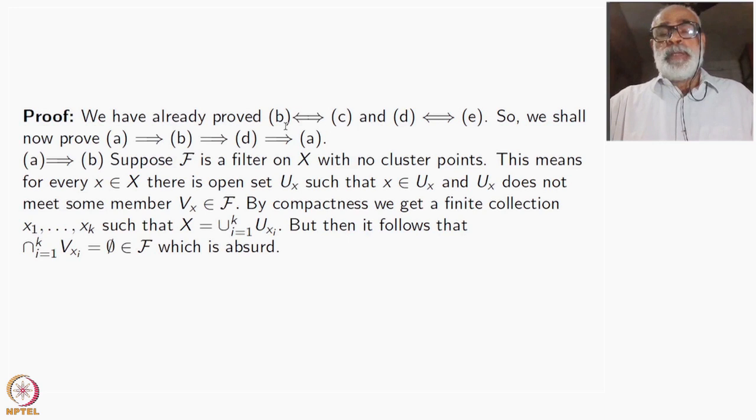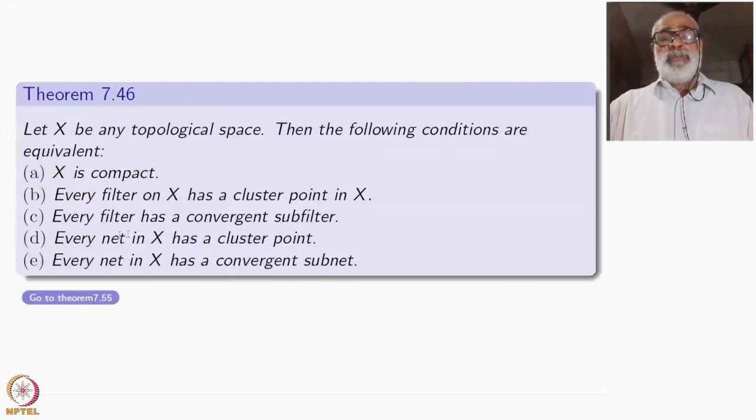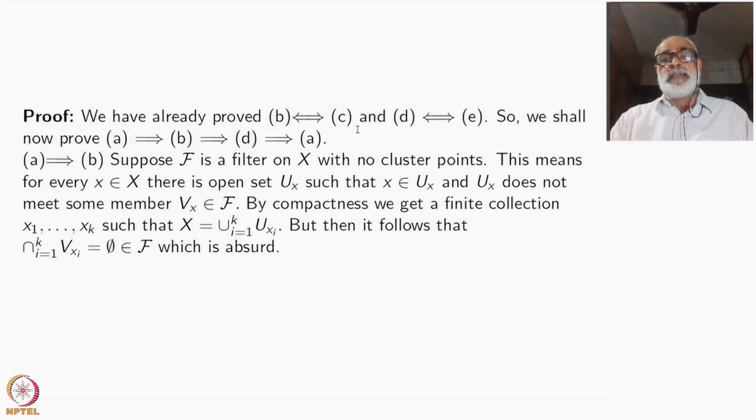What we have already proved is B implies and is implied by C. Look here: every filter has a convergent subfilter means it has a cluster point, and conversely, this part we have seen. Similarly, for nets also, we have seen this part. So B is equivalent to C, and D is equivalent to E; this much we have seen. So we shall now prove A implies B, B implies D, D implies A. Automatically C and E will be taken care of. Okay, so let us prove A implies B.